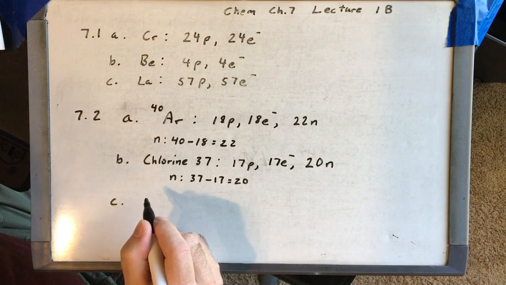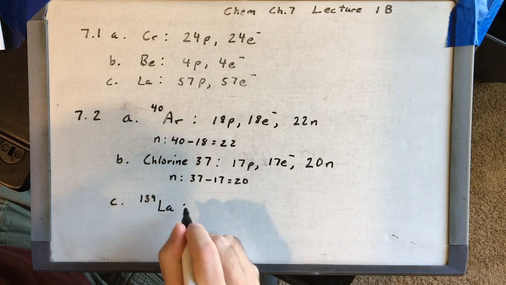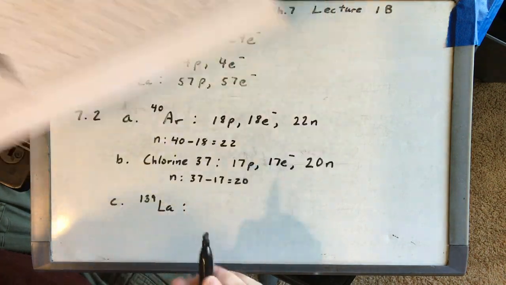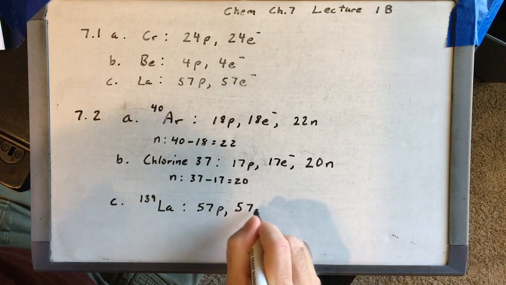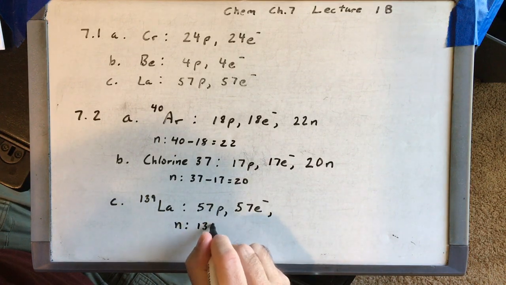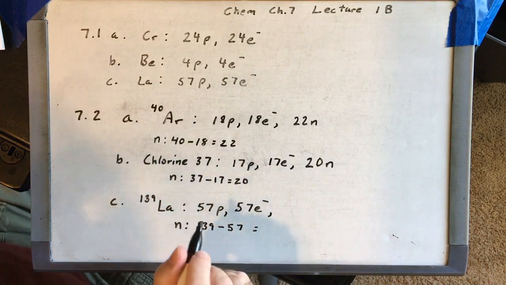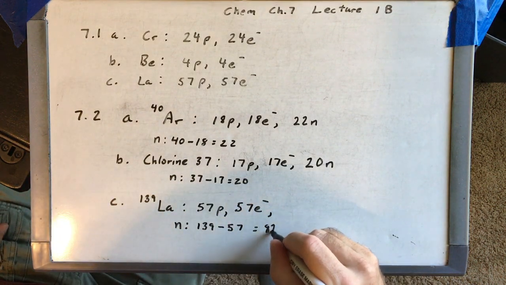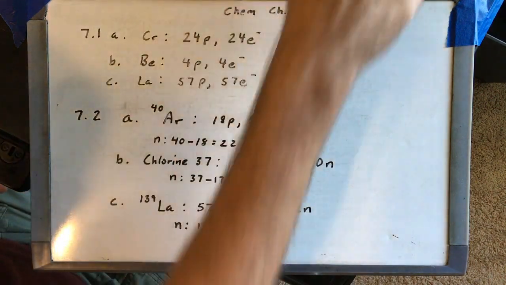In part C, we have lanthanum 139. All right, lanthanum we talked about before. We found it on the periodic table, number 57. So it has 57 protons, 57 electrons, and then to get the number of neutrons, you take 139 minus the number of protons, 57, so the mass number minus 57. All right, and that is going to be 82. So it has 82 neutrons. All right, it's that easy.